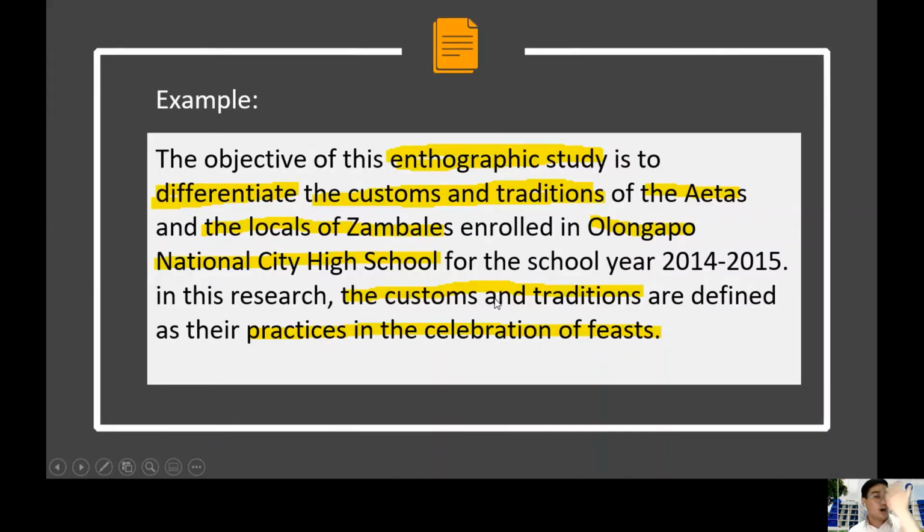Just to read, the objective of this ethnographic study is to differentiate the customs and traditions of the Ata and the locals of Zambales enrolled in the Olongapo National City High School for the school year 2014-2015. In this research, the customs and traditions are defined as their practices in the celebration of feasts.